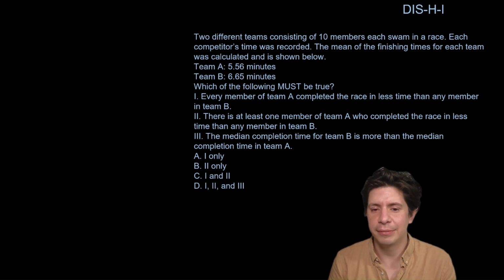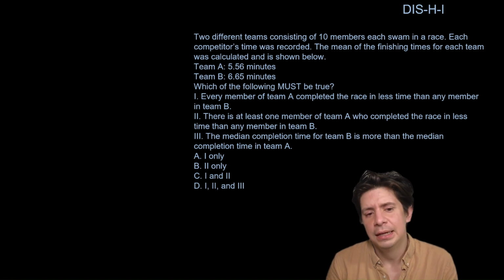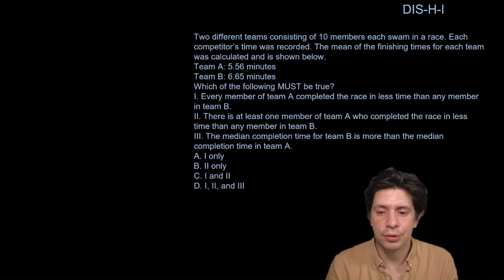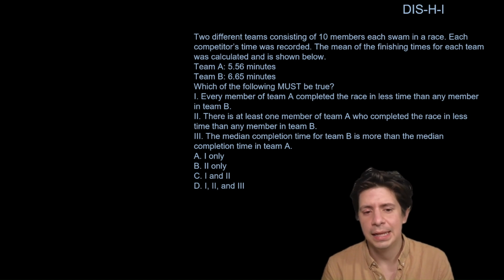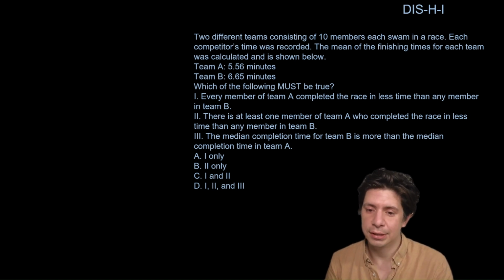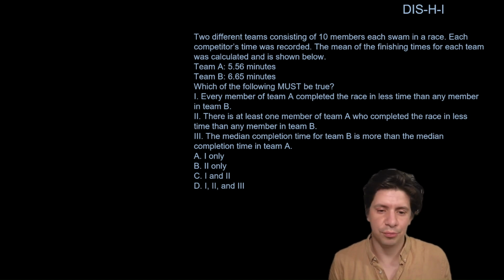Every member of Team A completed the race in less time than any member in Team B. Okay. There's at least one member of the Team A who completed the race in less time than any member in Team B. Okay. The median completion time for Team B is more than the median completion time in Team A. Then we have 1 only, 2 only, 1 and 2, and 1, 2, 3.